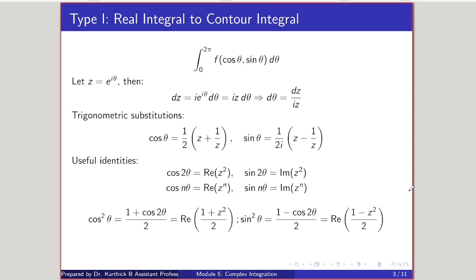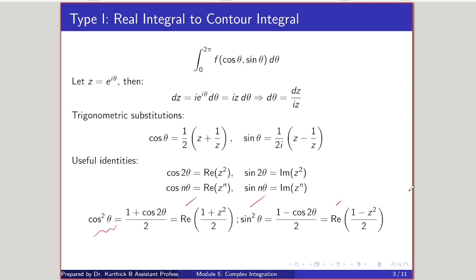And if it is cos square theta, we have the formula 1 plus cos 2 theta by 2, and of course it is the real part of 1 plus z square by 2, and sin square theta can be rewritten as the real part of 1 minus z square by 2.